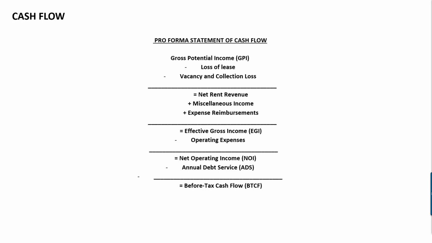And then we have our NOI. The annual debt service is your mortgage, whatever that amount is. And then at the bottom we get before-tax cash flow. And cash flow, as I said, is very important. It's the amount of spendable income from the investment that you get. So after all expenses and debts have been paid, it shows how the property is performing.